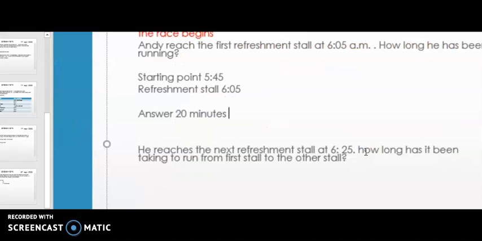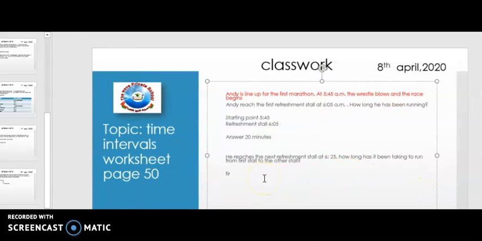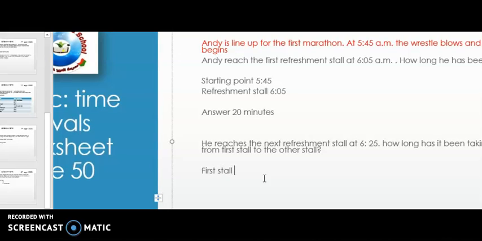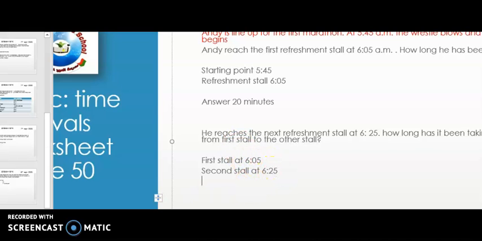After that he said that he reached the next refreshment stall at 6:25. Before he reached the first refreshment stall at 6:05, but now he reached 6:25. How long has it been taking to run from the first stall to the other stall? Here we need to find how much time he took from the first stall to the next stall. It means first stall at 6:05. Okay, second stall at 6:25.